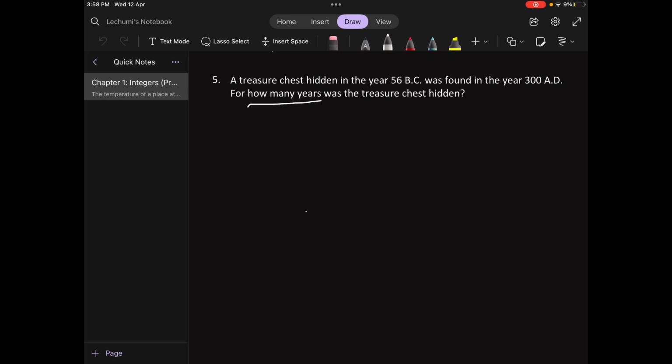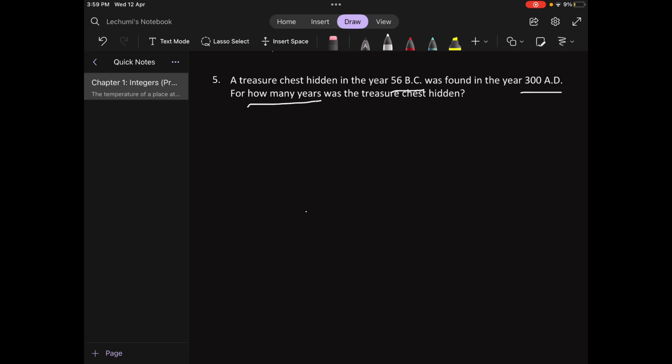L stands for listing out. So the chest started to be hidden in the year 56 BC. So what is BC, you may ask? BC means before Christ. Before Jesus Christ was born. 56 years before Jesus Christ was born. Then what is AD, you may ask? AD stands for Anno Domini. I'm pretty sure I pronounced it wrong, but what it means is it's in the year of Jesus Christ. So the year Jesus Christ was born, starting from that year, the years that come afterward will be called AD.